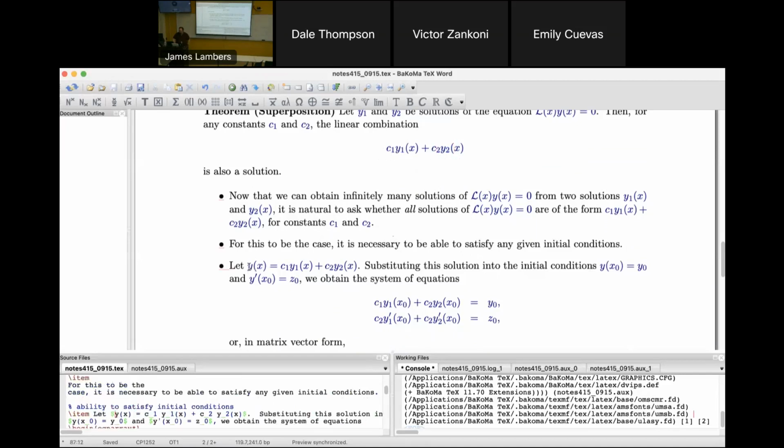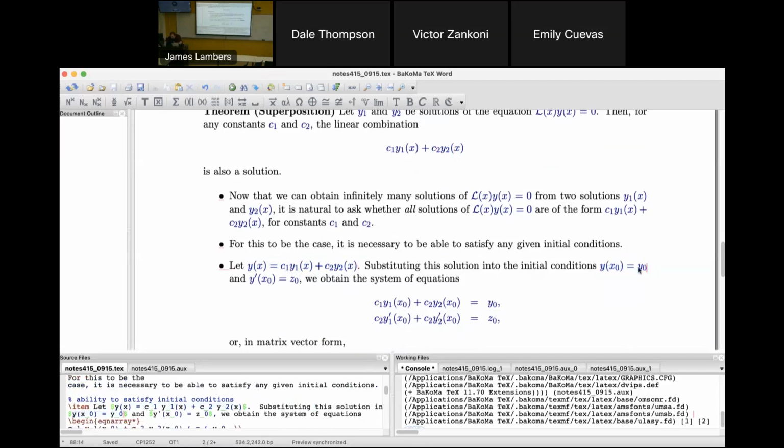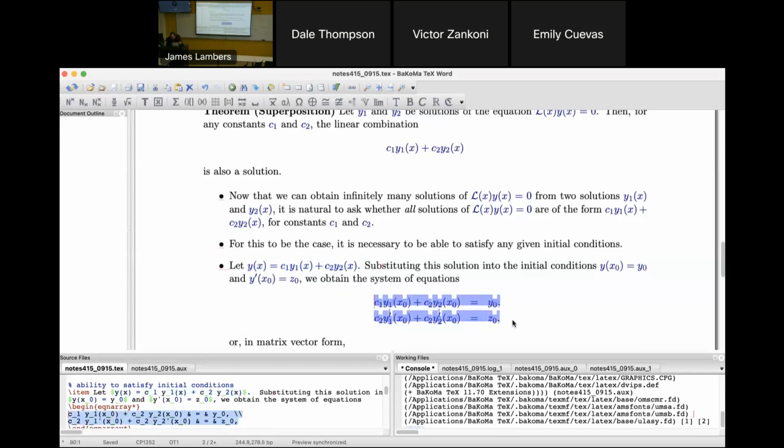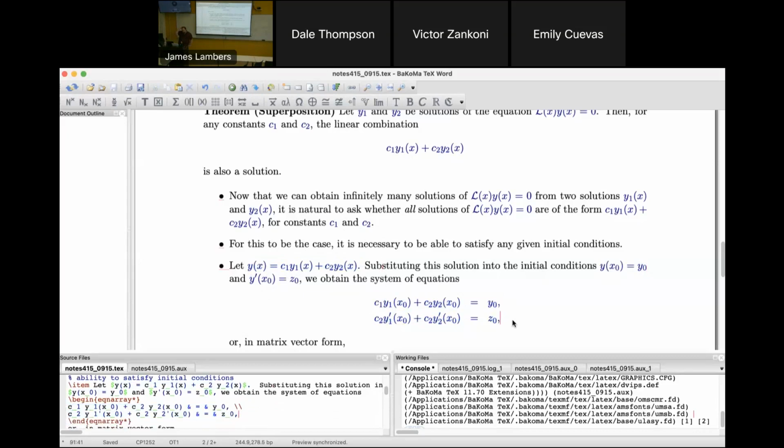So here I have this linear combination of y1 and y2. And I want to see if I can satisfy any initial conditions whatsoever. So I have my two arbitrary initial conditions: y of x naught is y naught, y prime of x naught is z naught. And I try to enforce these initial conditions on this solution here. And that's going to give me a system of two linear equations in the two unknowns, C1 and C2.